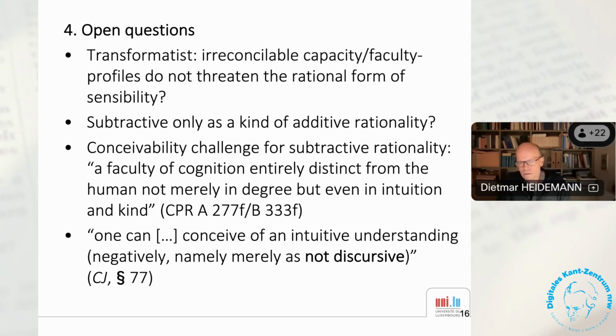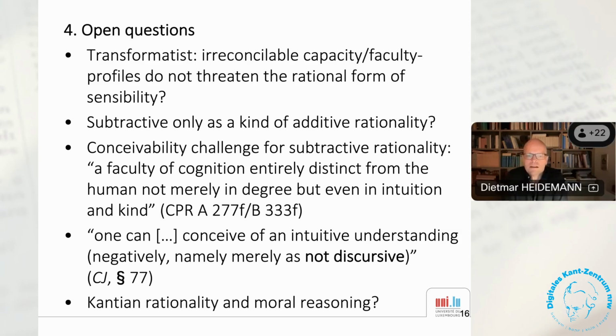And the fifth point, this is rather in perspective, is of course, okay, this might well be Kantian rationality in rather theoretical terms, but what about moral reasoning, moral rationality? What does Kantian rationality look like there?